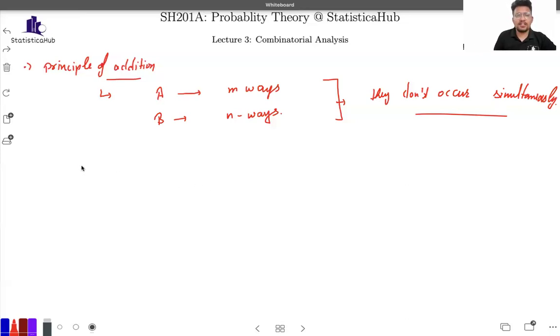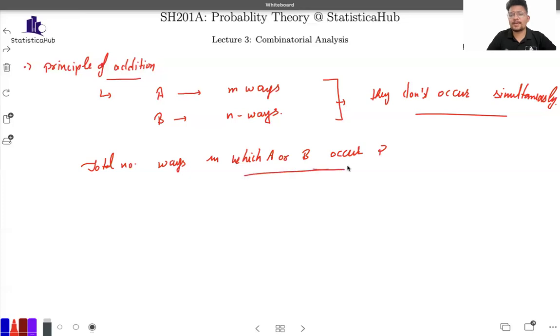Now, if I ask for the total number of ways in which A or B occurs, we have to deal with this type of setup. Either A can occur or B can occur. A can occur in M ways, B can occur in N ways. So the answer to this problem will be M plus N.